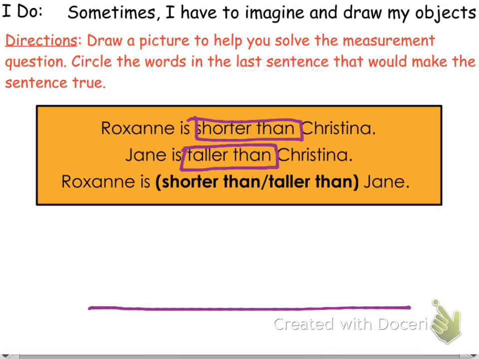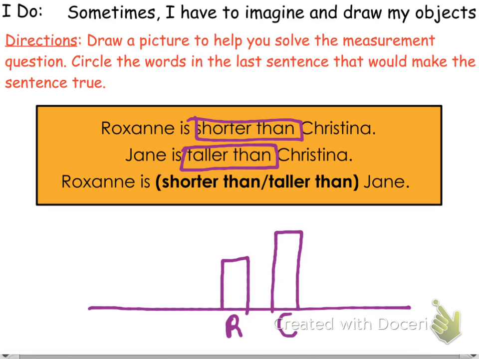So I'm going to draw a picture of Roxanne being shorter than Christina. So I'm going to draw Roxanne. I'll put an R for Roxanne. Then I'm going to draw Christina a little bit taller because remember, Roxanne has to be shorter than Christina. C for Christina.